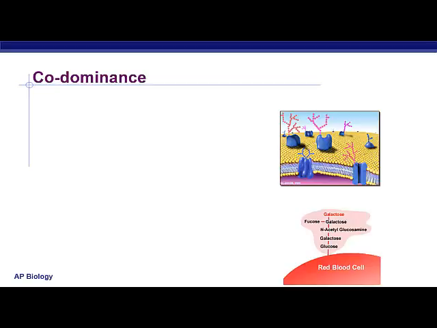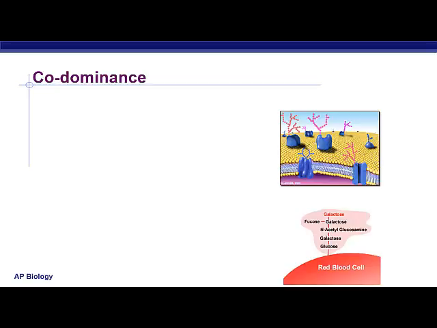Codominance is when you have two alleles and they're both dominant and they're both expressed, but instead of mixing, like a third phenotype showing up, they're both expressed equally, but they don't blend. Okay. Can you think of an example of this?